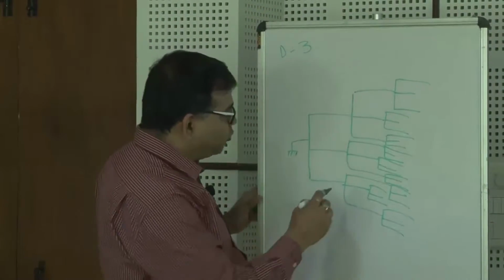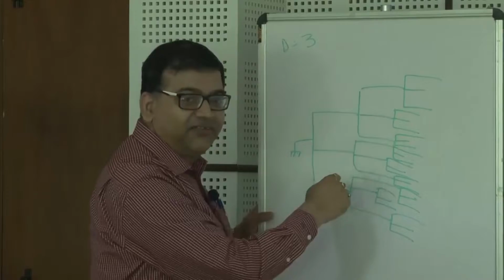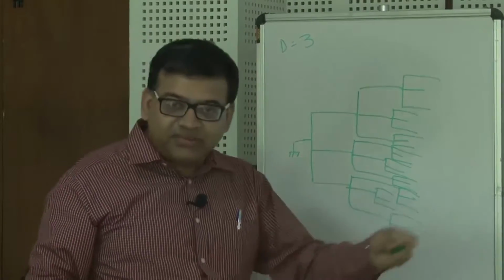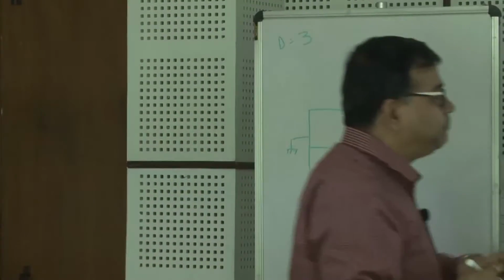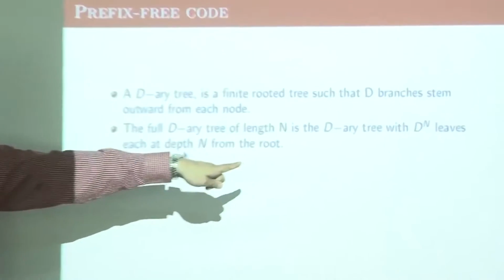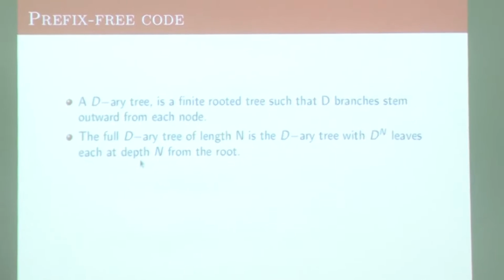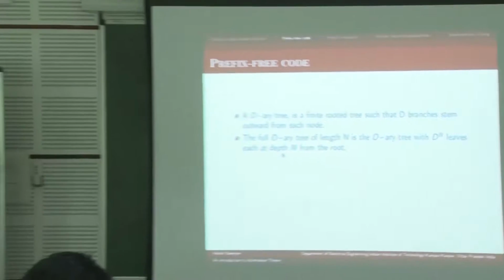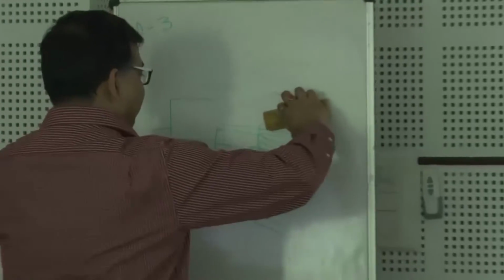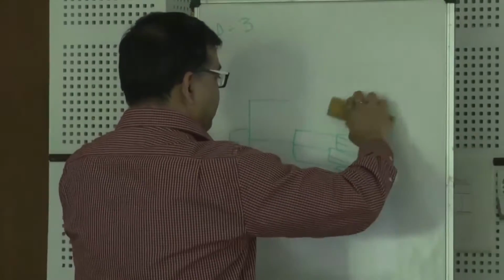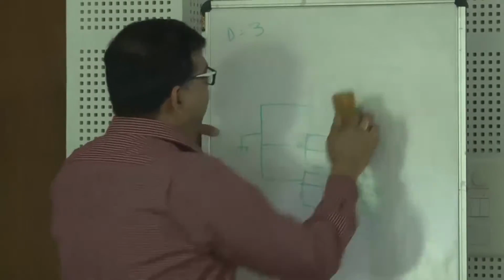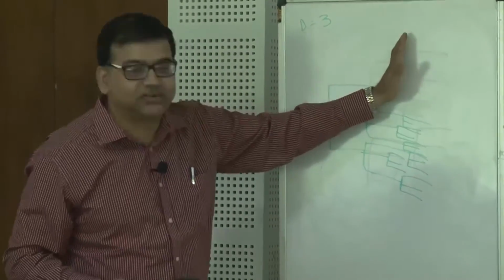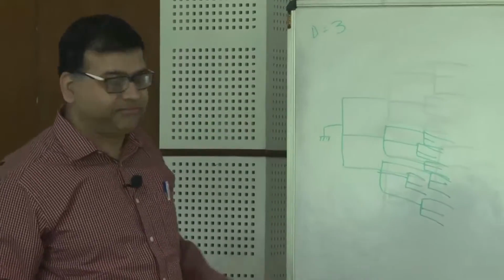Looking at any depth, at depth 1 there are 3 leaves, at depth 2 there will be 9 leaves, and so at depth n you will have D raised to the power n leaves. That means all the leaves are there. This is opposed to, let us say, this case, where I did not have any leaves going from here. So, this is not a full D-ary tree.